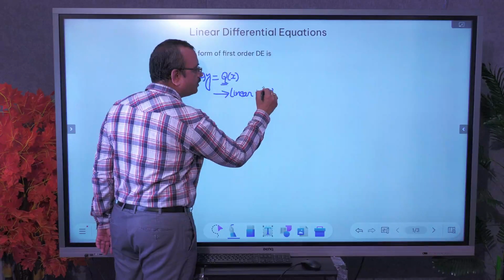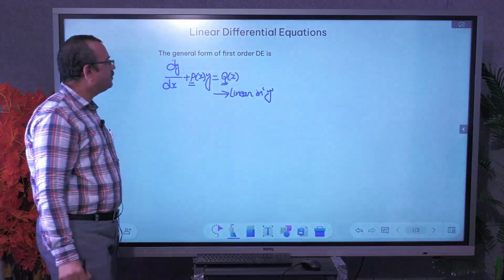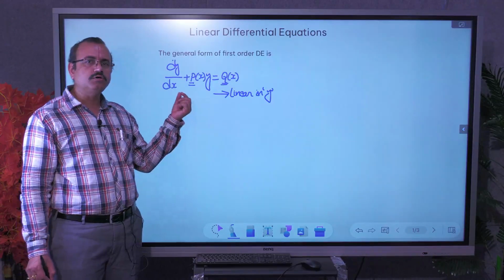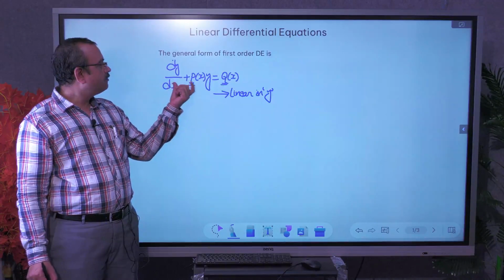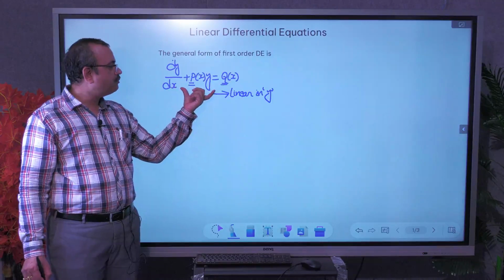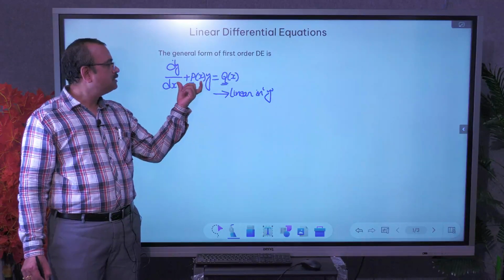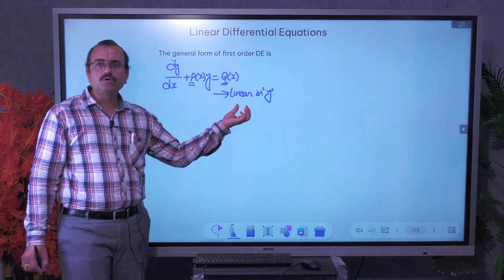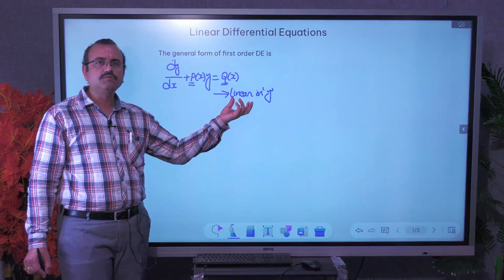So here the variable y is known as the dependent variable and x is known as the independent variable, that all of you know. So whenever you find any equation in this format, this is known as the first order linear differential equation in y. Now how to solve this first order linear differential equation?